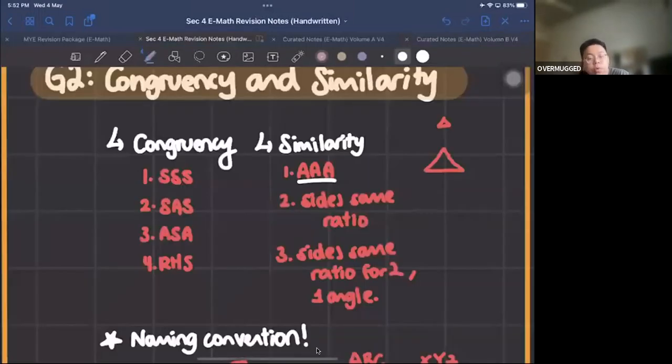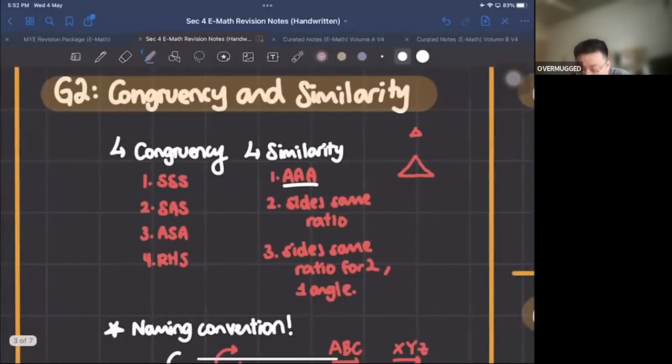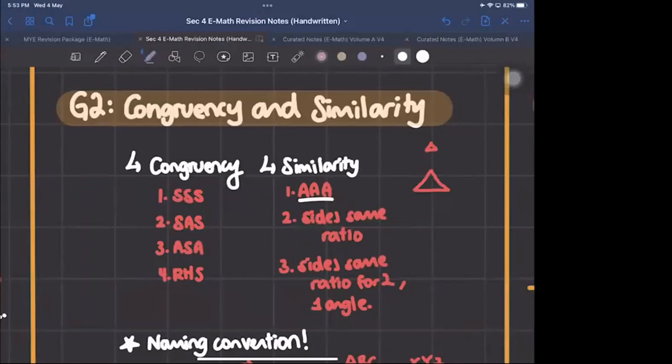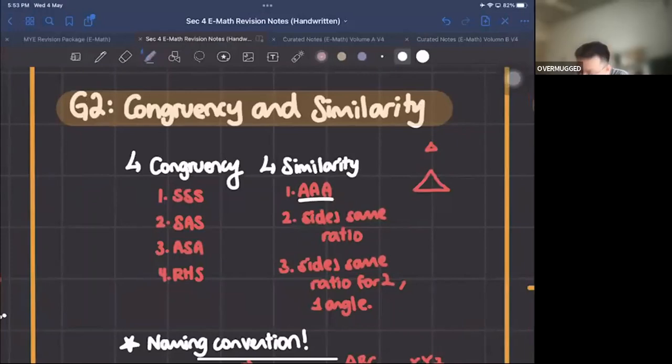Okay, go. So for congruency and similarity, right? Remember that there are a total of these sets. Congruency questions are always, remember this test, SSS, ASA, SAS, and RHS. Similarity is AAA, same sides ratio for two sides, and one angle is the same. So usually when we want to prove similarity questions, we always use AAA. We don't use the rest. Usually, congruency can be anything.